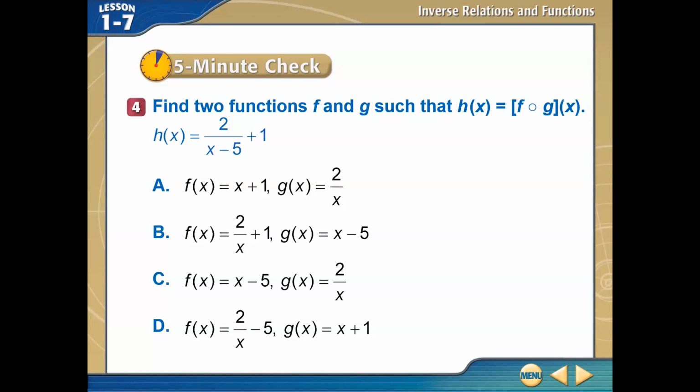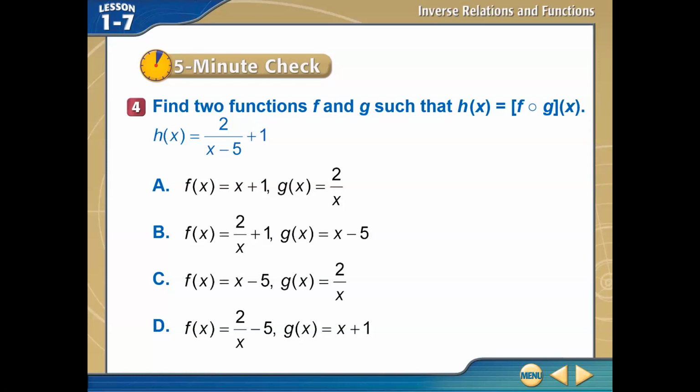Looking at C, we have f of x is x minus 5 and g of x is 2 over x. So once again, we're going to plug g of x into x in f of x. So we're going to have 2 divided by x minus 5. Doesn't get us back to where we started.